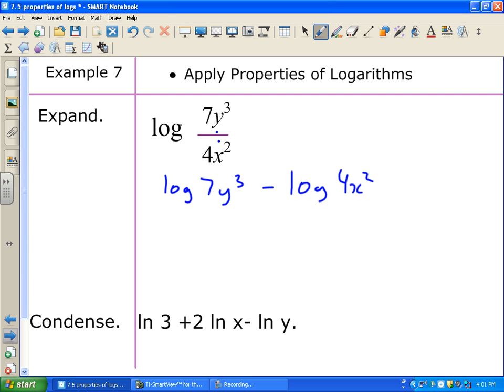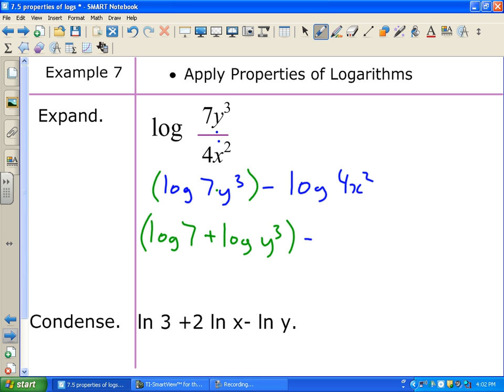Now I'm going to look at the log of 7y cubed. I realize that the log of 7y cubed is actually saying 7 times y cubed. So I can expand that more because multiplication means addition. So log of 7, plus the log of y cubed. That's the log of 7y cubed.